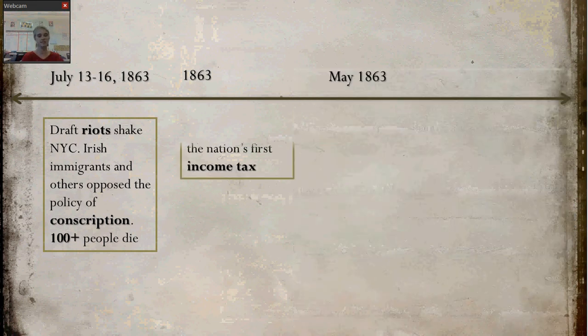Also in 1863, the Union passes the nation's first income tax. So this is a tax on the money that you make, right? So 30% of my paycheck every month goes to the income tax. This is something that had not happened in this country before. So this is the first time that happens, in order to raise money for the war.